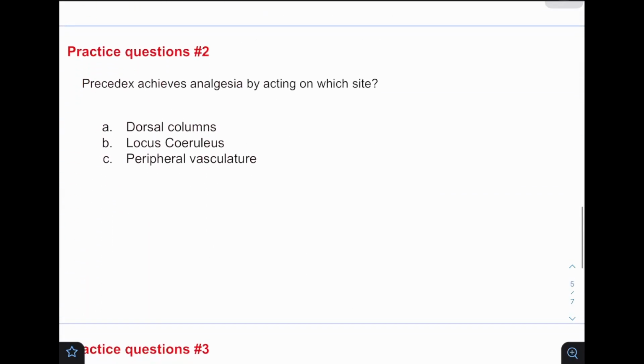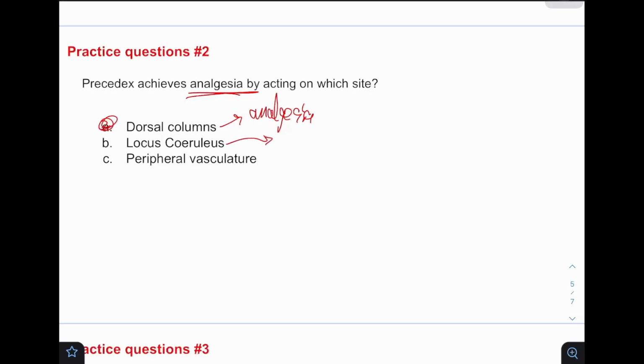Next, let's go to a second practice question. So Precedex achieves analgesia by acting on which site? Is it the dorsal columns, the locus coeruleus, or peripheral vasculature? And the answer is dorsal columns. Dorsal columns is what allows for analgesia from Precedex.